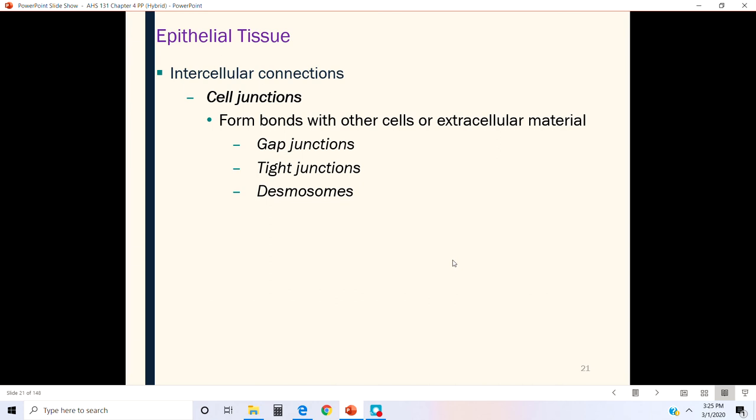Now, the other thing that will help to hold cells together are specific types of cell junctions, right? These form bonds with other cells or even with the extracellular material. There are three specialized cell junctions that we're going to look at. We'll take a look at gap junctions, tight junctions, and desmosomes, and then hemidesmosomes, which we can do under desmosomes.